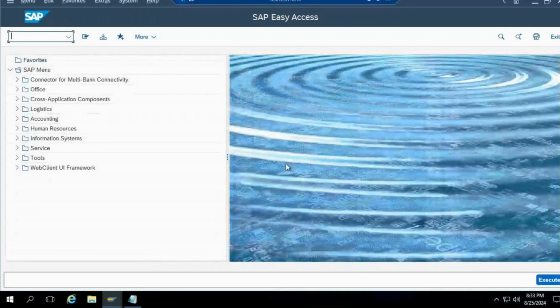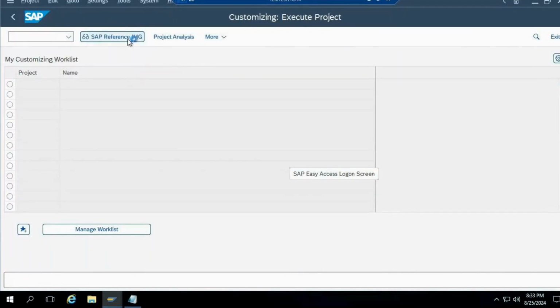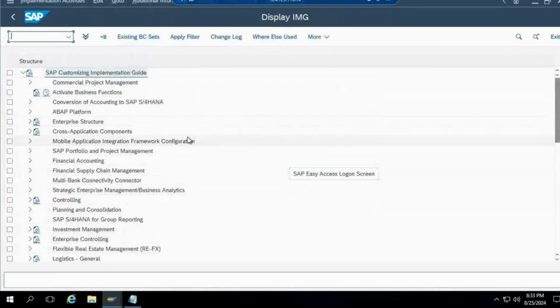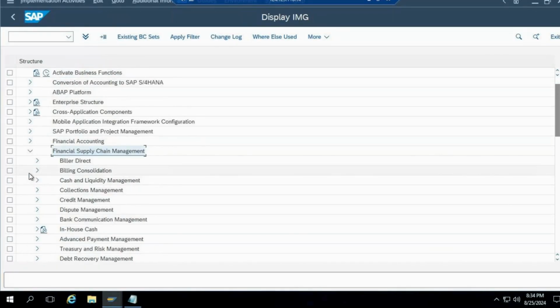So now you can see this is our S4 system. We'll go to the SPRO, SAP reference IMG. And now you can see financial supply chain management. This is the folder. And inside this folder, we have all these modules.